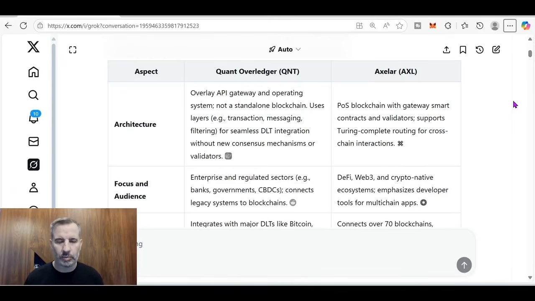It's not even comparable. It's really not. Axelar and Quant shouldn't even be mentioned in the same phrase, the same book, or the same library. Quant is so much bigger than Axelar, it doesn't even compare. I'm telling you the truth.